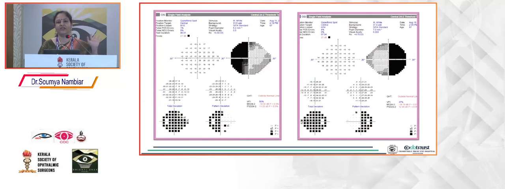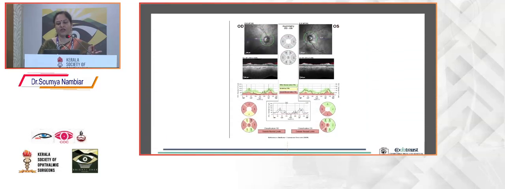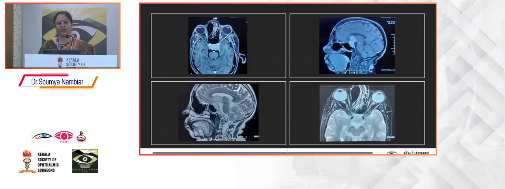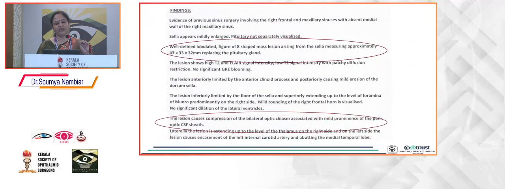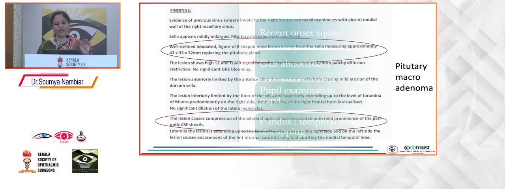I got a field done. You see a bitemporal hemianopia. You cannot miss that out, right? And an RNFL also showing that there is a thinning there. And an MRI shows a big figure-of-8 sellar mass sitting right over there, okay? So this is something which cannot be missed, okay?